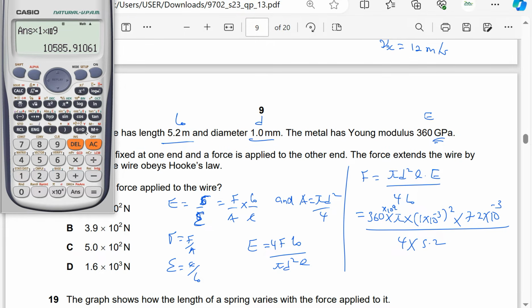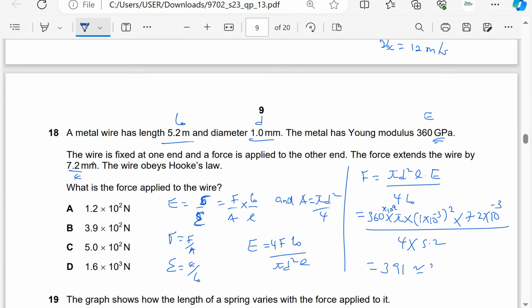Did I press it correctly? 360 exponent 9 times pi times 1 exponent minus 3, but this is squared, then times 7.2 exponent minus 3, divided by 4 times 5.2. Okay, so I think that is correct.